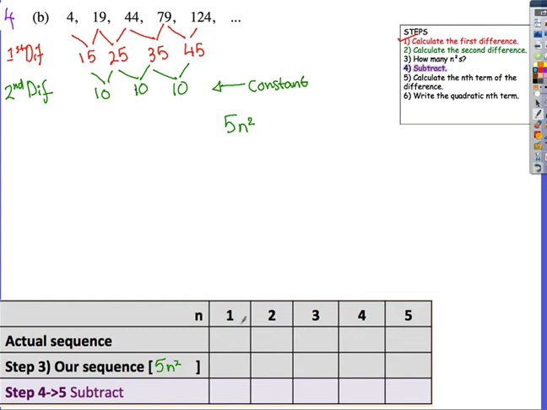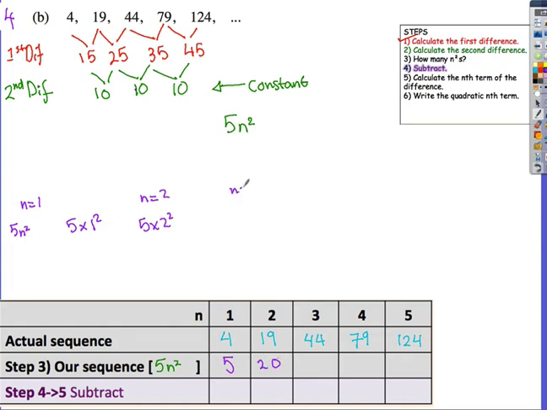Let's fill out the actual sequence, which is 4, 19, 44, 79, 124. So, when n is equal to 1, our sequence 5n squared takes this shape. So it's 5 times 1 squared. 1 squared is 1, times it by 5 is 5. When n is equal to 2, we have 5 times 2 squared. 2 squared is 4, times by 5 is 20.